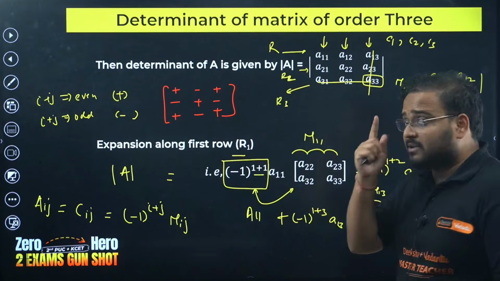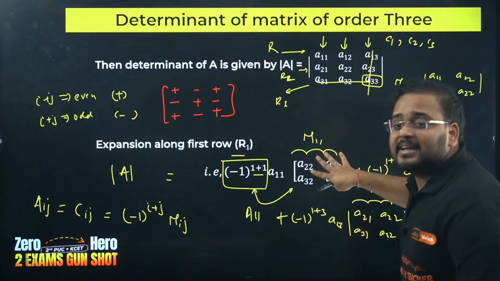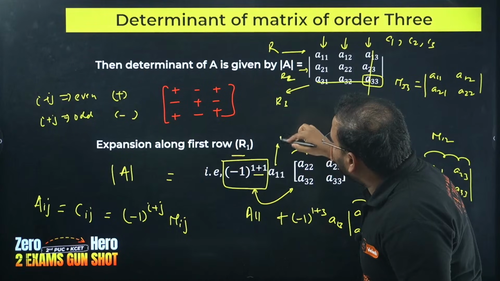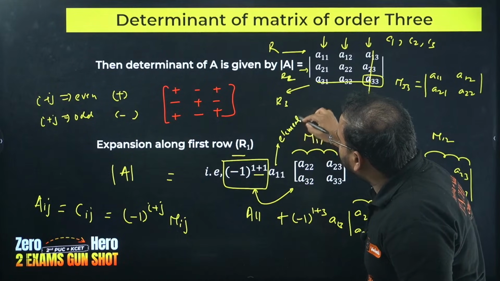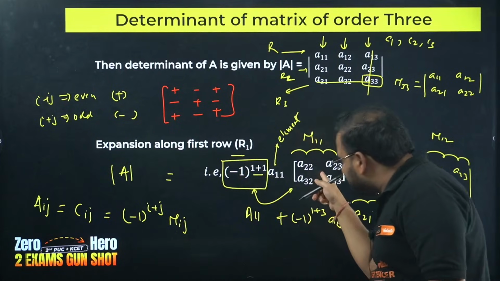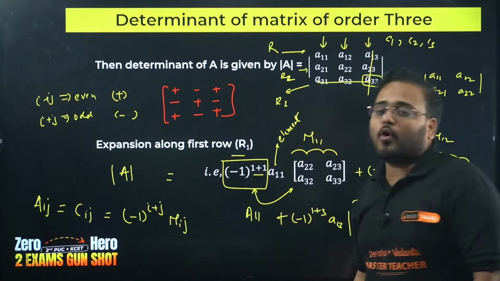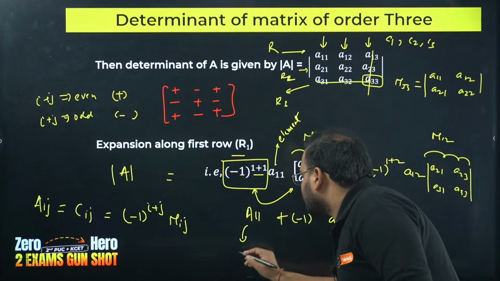Check carefully one more time. This part here is your minor. This is your element. Combine the sign over here with the minor, and it becomes the cofactor. This is your cofactor.